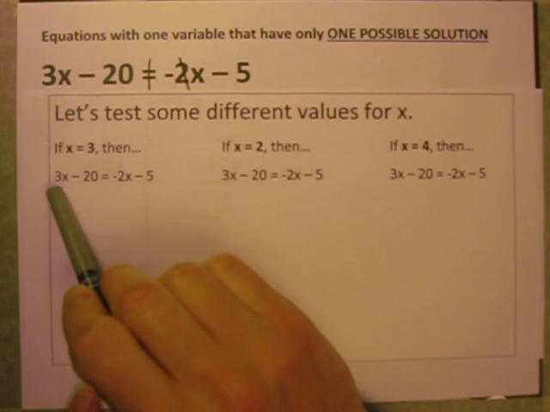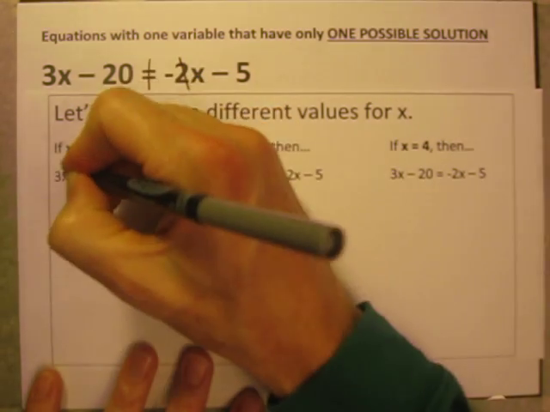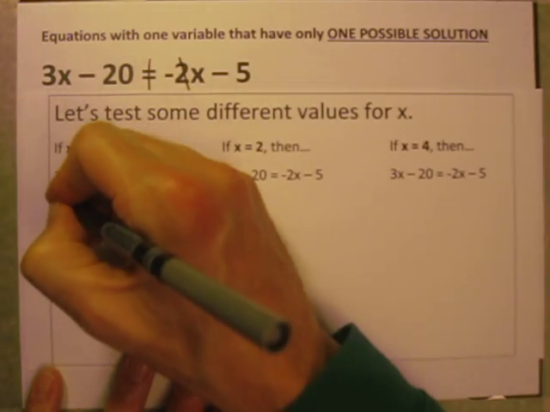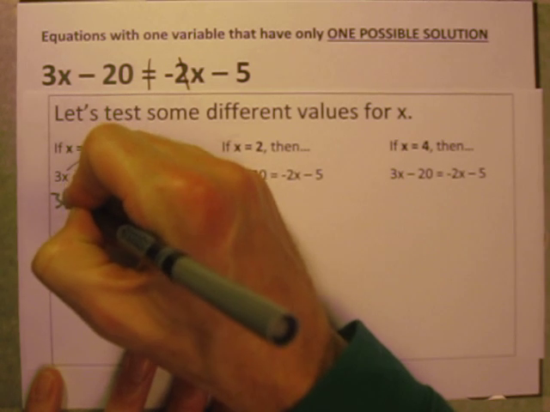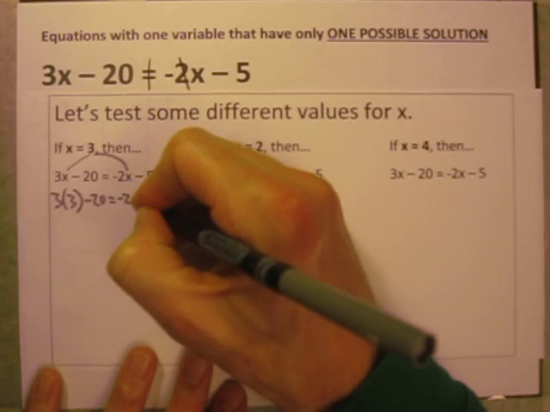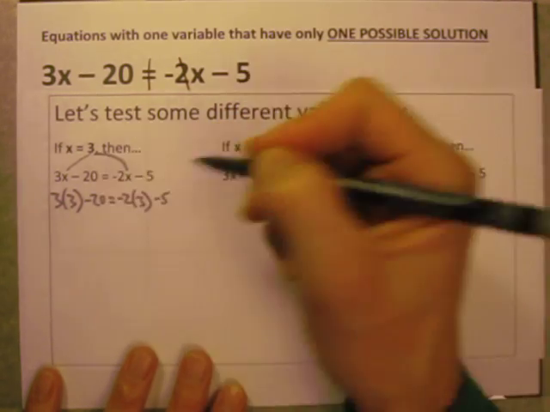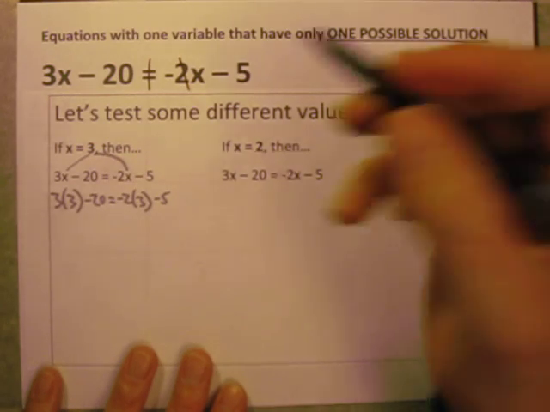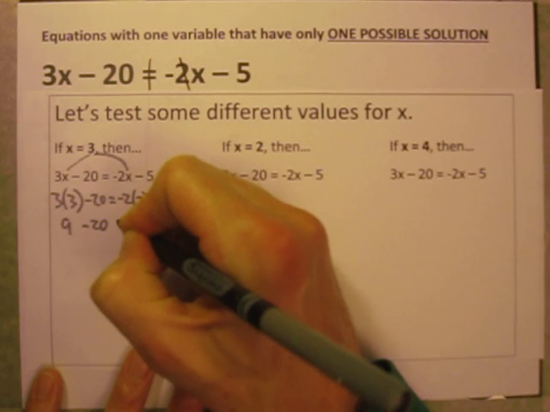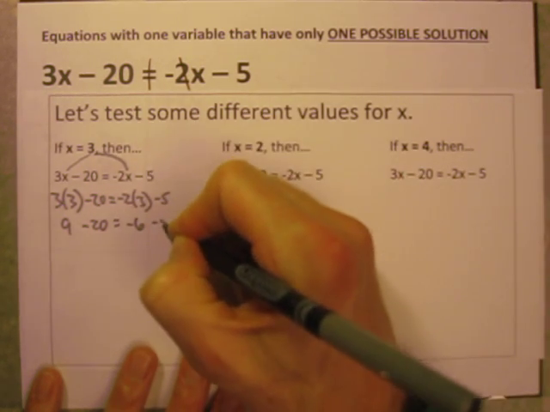So there's the equation again, 3x minus 20 equals negative 2x minus 5. If I substitute 3 in for x there and for x here, I end up with 3 times 3 minus 20 is equal to negative 2 times 3 minus 5. Are both sides the same? Let's keep finding out. 3 times 3 is 9 minus 20. And negative 2 times 3 is negative 6 minus 5.